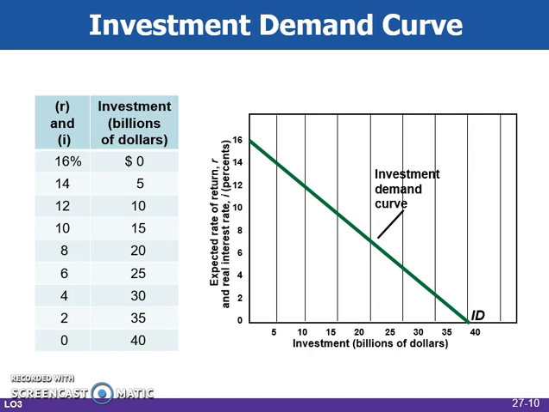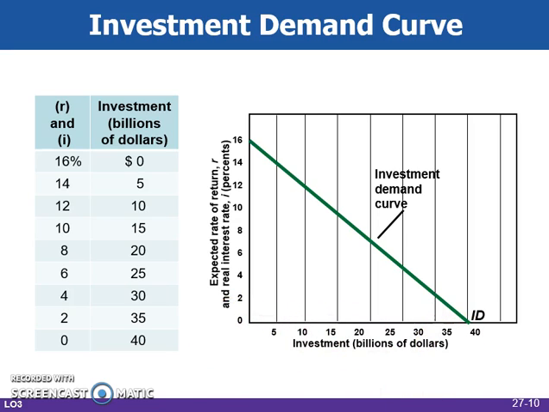The investment demand schedule, or curve, shows an inverse relationship between the interest rate and the amount of investment. As long as the expected return exceeds the interest rate, the investment is expected to be profitable. The investment demand curve is constructed by arranging all potential investment projects in descending order of their expected rate of return. The curve slopes downward, reflecting an inverse relationship between the real interest rate and quantity of investment demanded.